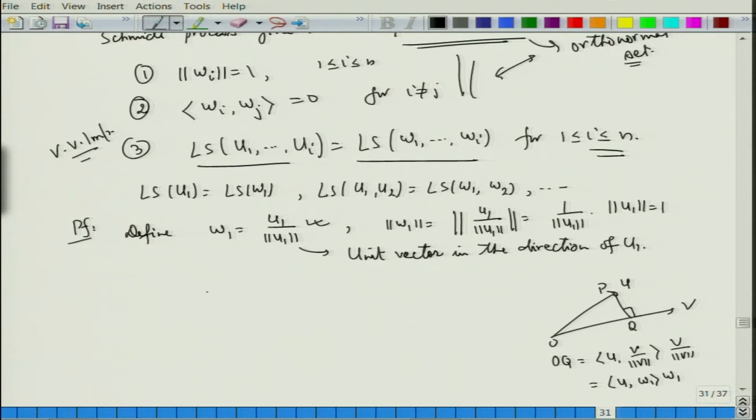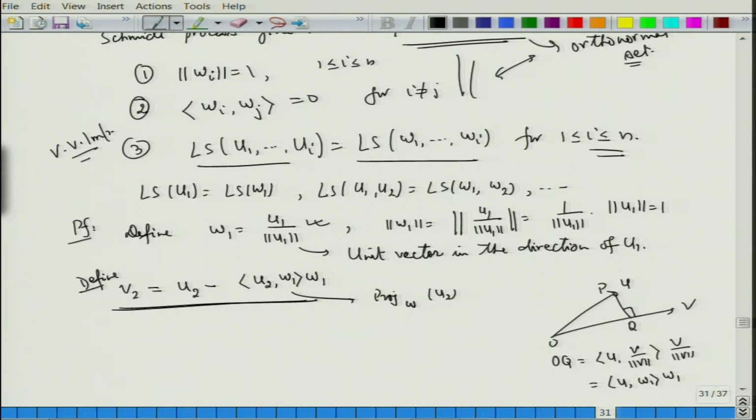What we are going to look at, define V2. I have got W1, now I am defining V2, that is very important. Define V2 as U2 minus the inner product of U2 and W1 times W1. This is what we are defining, fine. So, what we are doing is look at U2, and from U2 remove the component, the projection. This is the projection of U2 on W1, we are removing that part. Since we are removing this part, we are left with this vector which is perpendicular, all right.